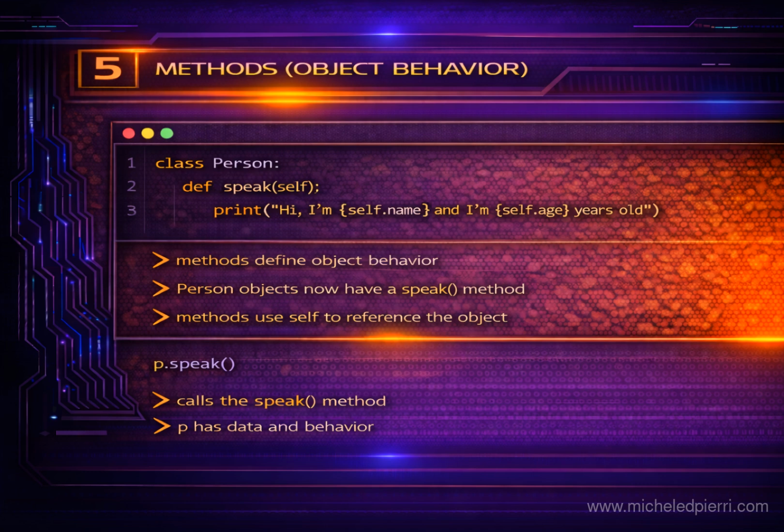That is why the same method can behave differently depending on which instance calls it. If p is Michelle age 40, the message will reflect those values. If another instance has different attributes, the output changes without you rewriting the method. This is exactly what people mean when they say objects have both data and behavior. You store the state in attributes and you expose actions through methods that use that state.